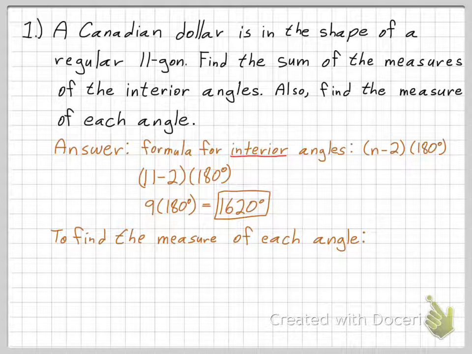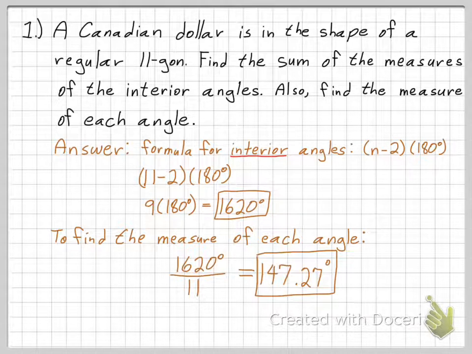Now, to find the measure of each angle, what we do is we take that total sum, 1620, and divide it by 11, because there's 11 angles inside of the polygon, and it's regular, so each angle is going to be the same measurement. So you go 1620 divided by 11, and you get that the measure of each angle in this Canadian dollar is going to be 147.27 degrees. Okay?